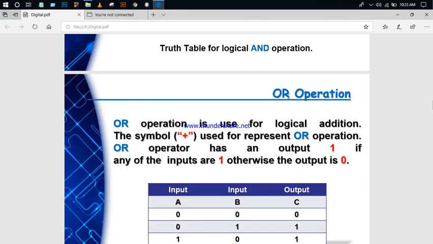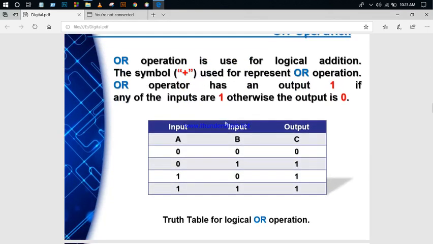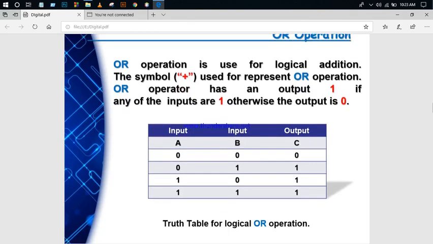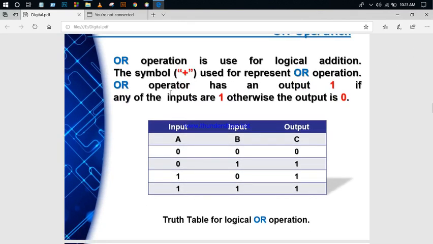And now we discuss the OR operation. OR operation means the plus operator, two inputs added and we get the output. OR operation is used for logical addition. The plus symbol is used to represent the OR operation. The OR operator has an output 1 if any of the inputs are 1, otherwise the output is 0.